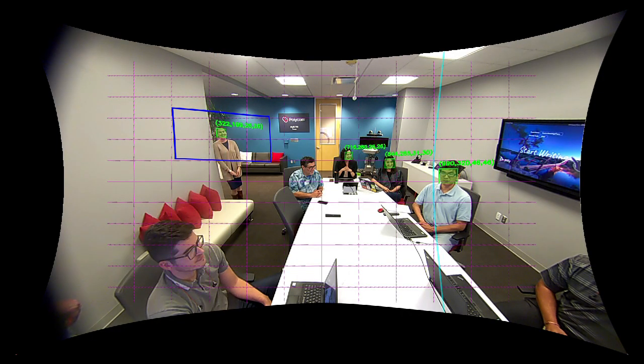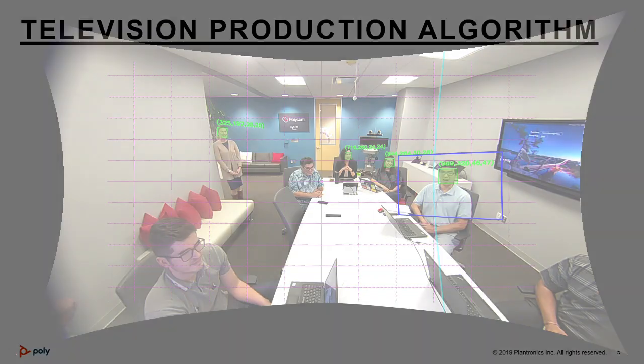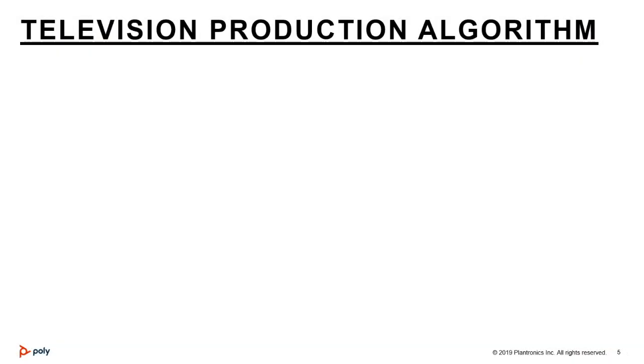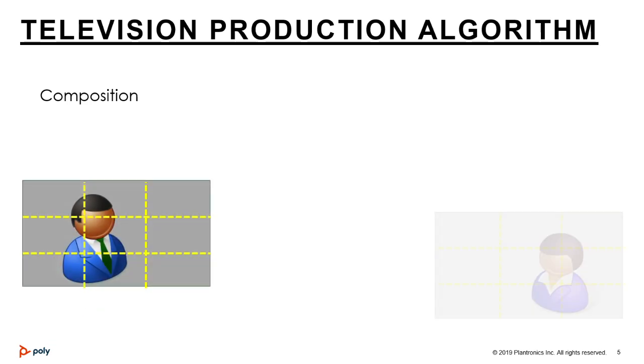So we created what we call a television production algorithm. And this is actually the same thing that the people in the back of the room are doing as they produce this experience. We're just trying to tell the computer how to do it. The first thing we want to do is, after you've figured out who's talking, compose a good shot of that person.